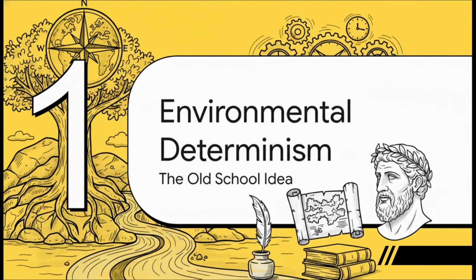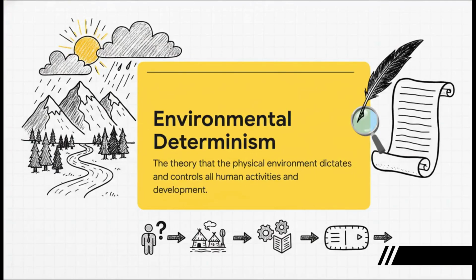This is the oldest idea on the block, the old school way of thinking. It's called environmental determinism. Now, the key word here, the one you have to circle and underline, is dictates. Believers in this theory thought that nature is the absolute boss, period. They argued that everything about us, our culture, our technology, our history, how developed we are, is directly controlled by our physical surroundings. It's like nature is the puppet master, and human society is just the puppet, dancing on its strings.